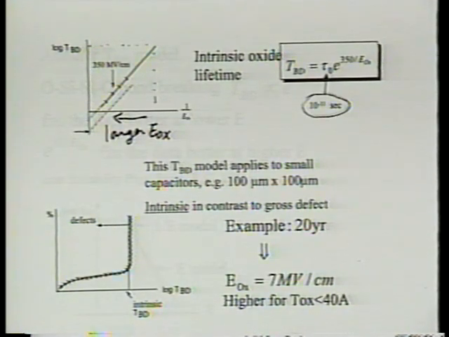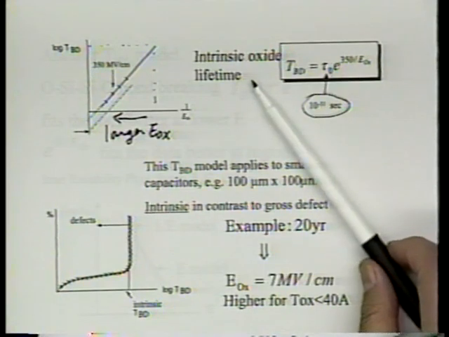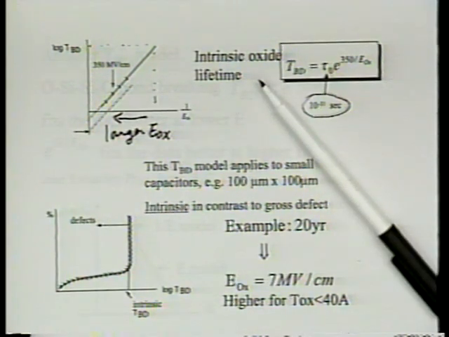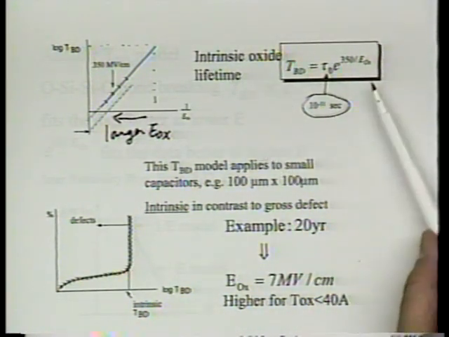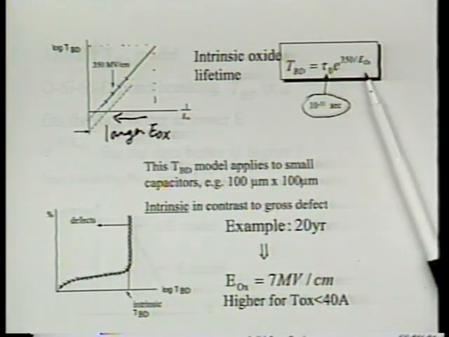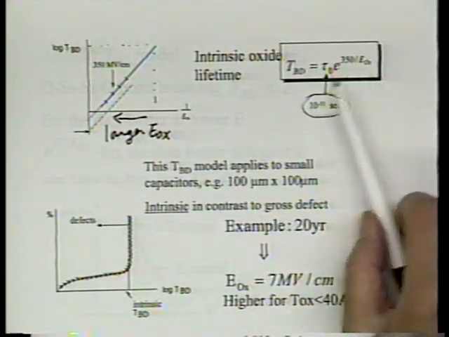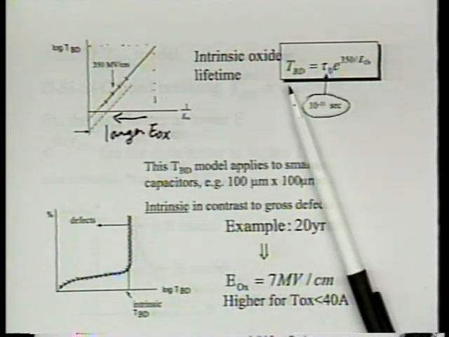But having said that, I also want to point out this applies to what's known as intrinsic oxide lifetime. Now what does that mean? That means if you take 100 capacitors, but the capacitors have to be of not very large area. Let's say these days 100 micron by 100 micron is considered a very small capacitor. And if you take 100 of those and you measure their lifetime at the same oxide thickness and field, you will find the 100 lifetimes are very similar. The distribution is very tight. That is known as intrinsic oxide breakdown.